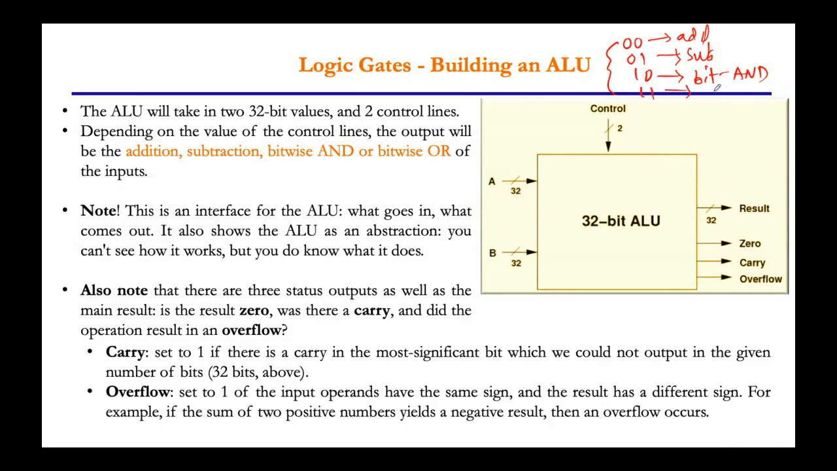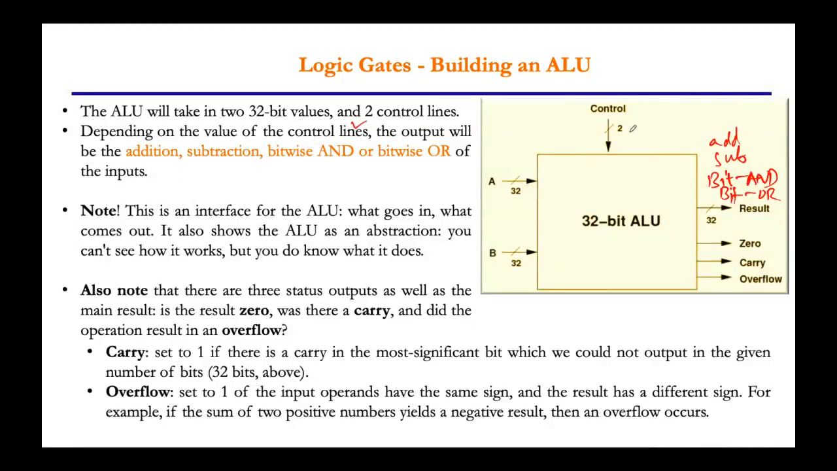And 1 means it may give you a bitwise OR operation. So it says, depending on the value of the control lines, the output of your ALU may be the addition value, or the subtraction operation value, or your bitwise AND operation value, or your bitwise OR operation result. So note here, this is an interface.